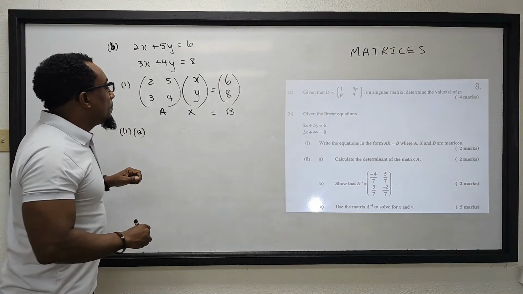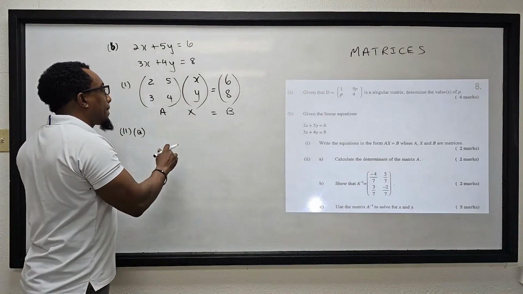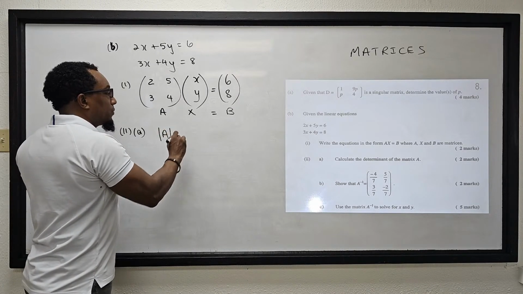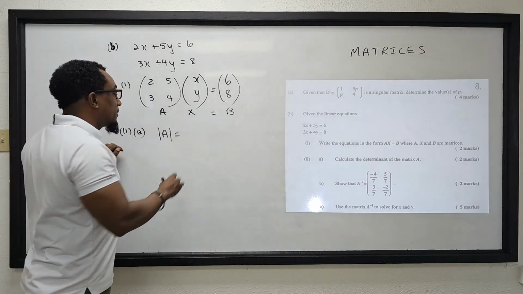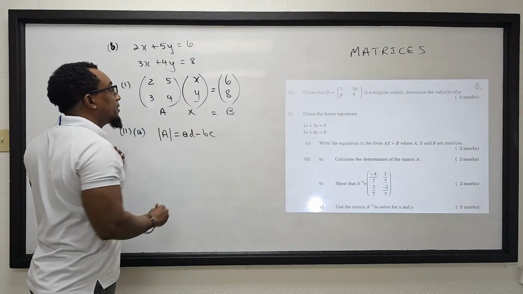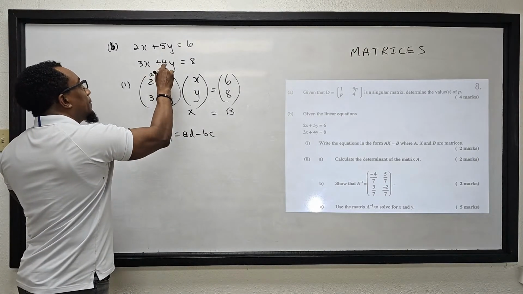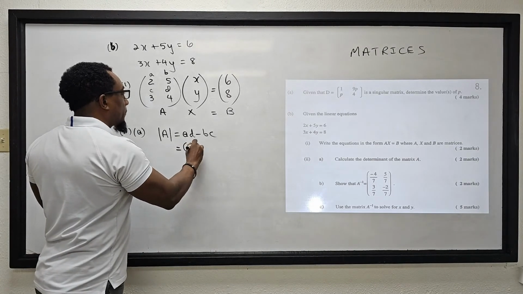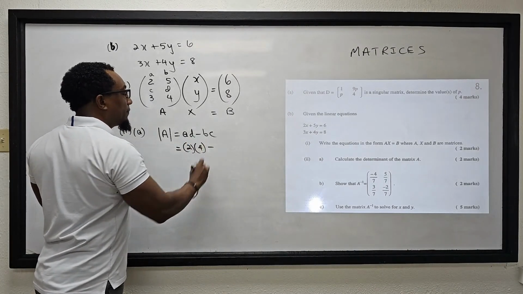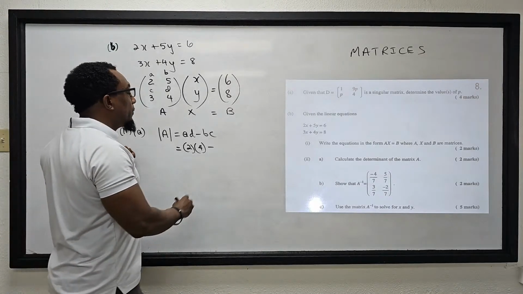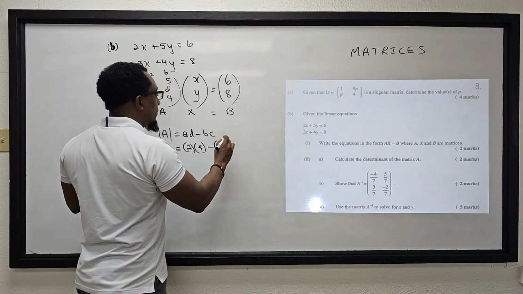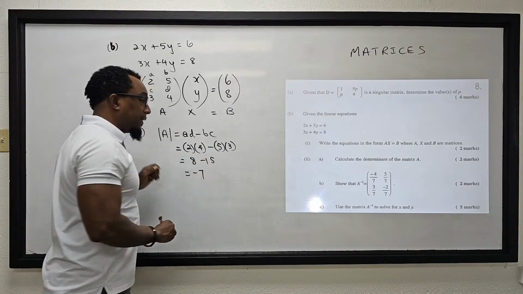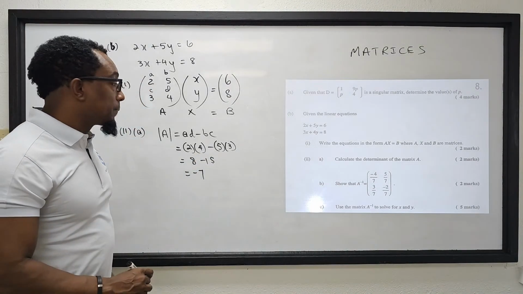So the determinant of matrix A, remember, the determinant is two parallel lines in matrices. That is AD minus BC. This is A, B, C, and D. Let's substitute. A is 2 times D, which is 4, in brackets. Subtract B, which is 5, times C, which is 3, in brackets. You're going to get 8 minus 15, so you're going to get negative 7 as the determinant of matrix A.